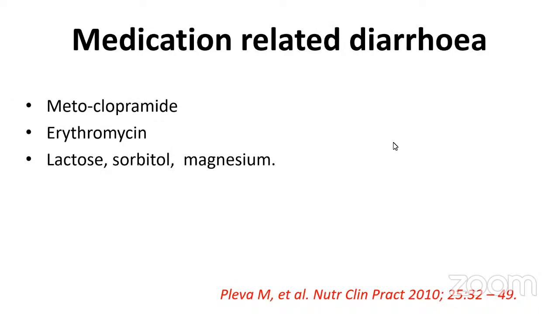So medication related: metoclopramide, erythromycin, and lactulose, sorbitol or magnesium. So any patient who is having gastric regurgitation more, we use metoclopramide, and also for constipation, we use lactulose. So if the patient is having diarrhea, we need to stop these medications. Next slide, please.